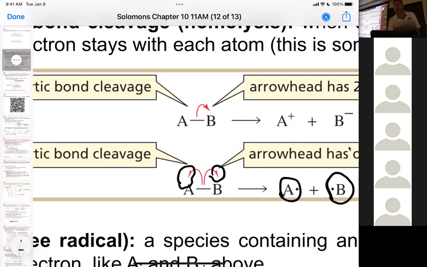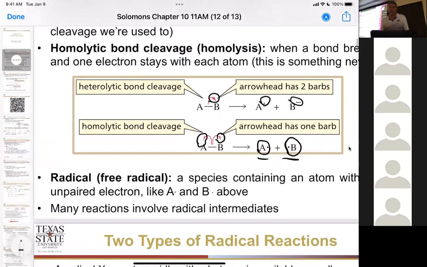Okay, so again, two barbs give us an anion and a cation. One barb gives us two radicals. Okay, and so these are called radicals or free radicals. And because they are unpaired and they want to be paired, they want to fill that orbital, they are reactive species, and we typically call them reactive intermediates.